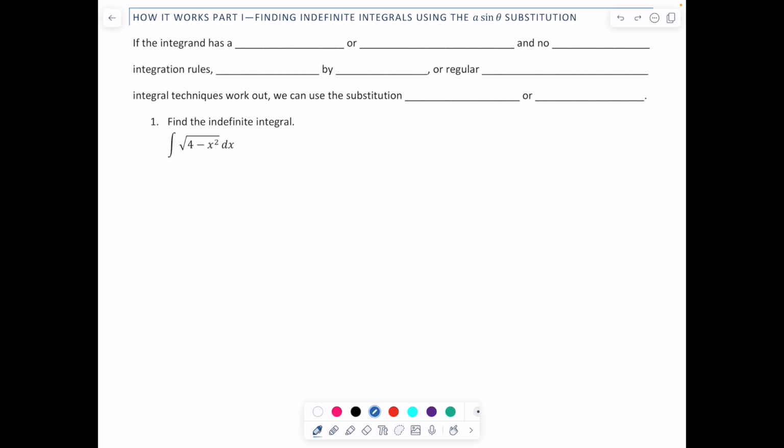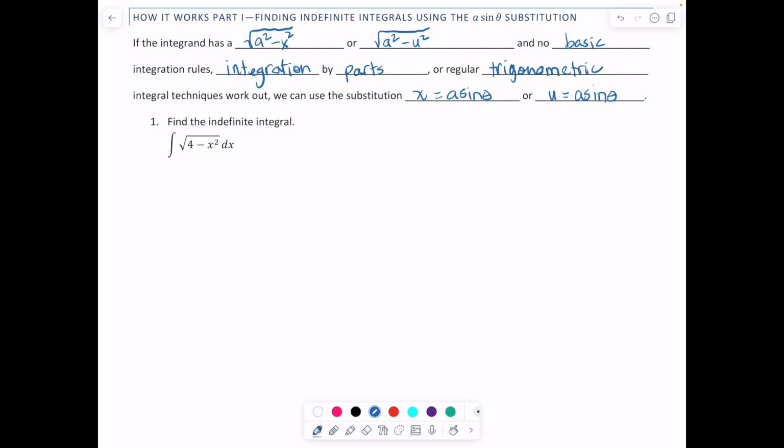If the integrand has a square root of a squared minus x squared, or you might have a function of x, so you'd have an a squared minus u squared, and no basic integration rules, integration by parts, or regular trigonometric integral techniques work out, we can use the substitution x equals a sine theta, or you might need to do a u substitution prior, so u would equal a sine theta.